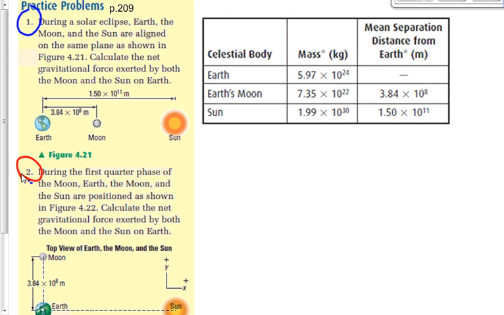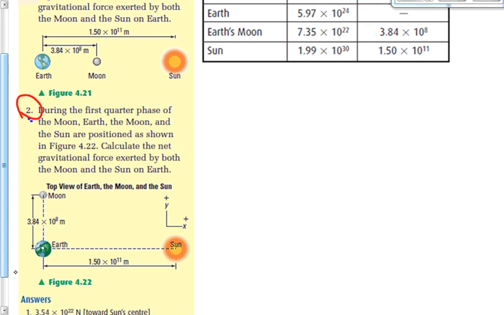During the first quarter phase of the moon, Earth, the moon, and the sun are positioned as shown in 4.22. Calculate the net force of gravity exerted by both the moon and the sun on the Earth. Well, the first thing we've got to do, because there's more than one force acting on the Earth, is draw a free body diagram.